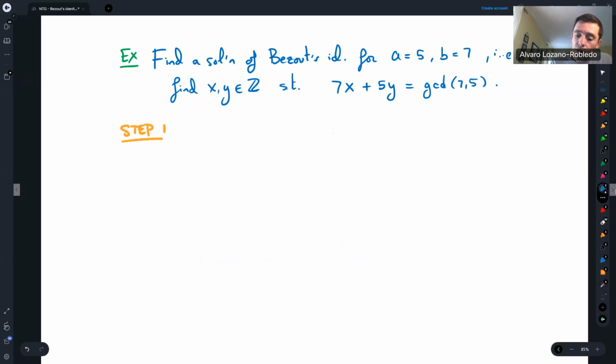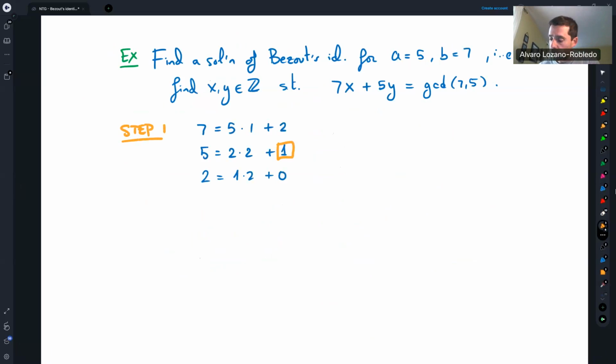So we do 7 is 5 times 1 plus 2, and 5 is 2 times 2 plus 1. And I know I'm done because 2 is 1 times 2 plus 0. So this is the first step where we found the GCD is 1. So this tells me that the GCD of 7 and 5 is 1.